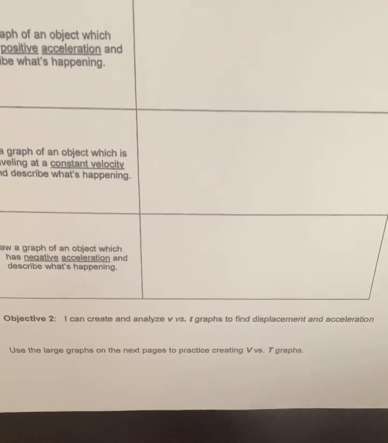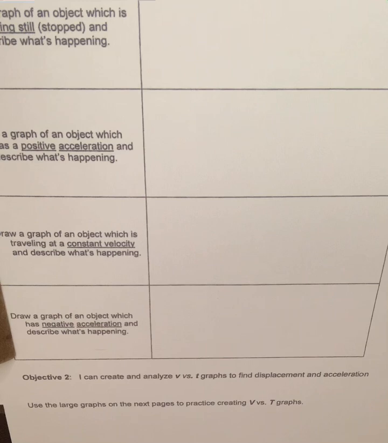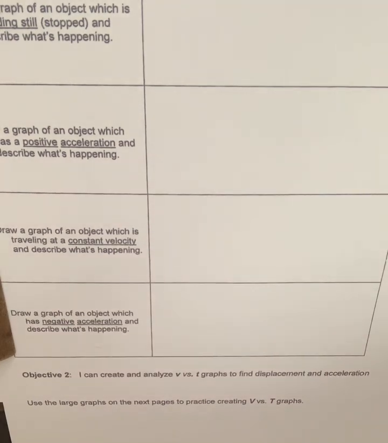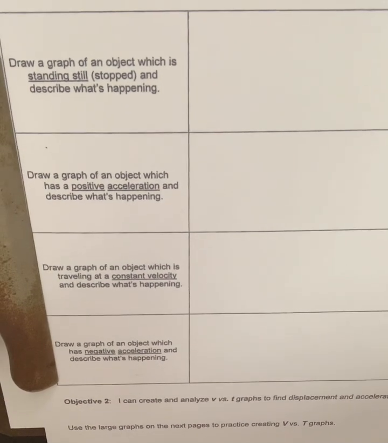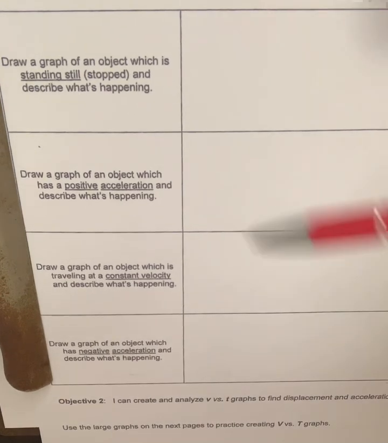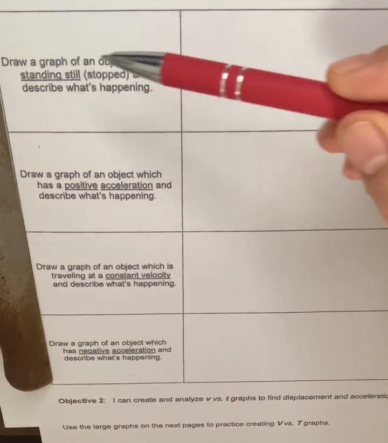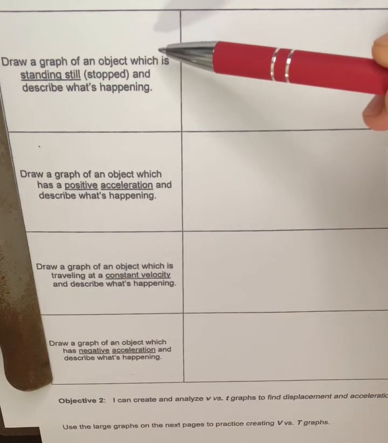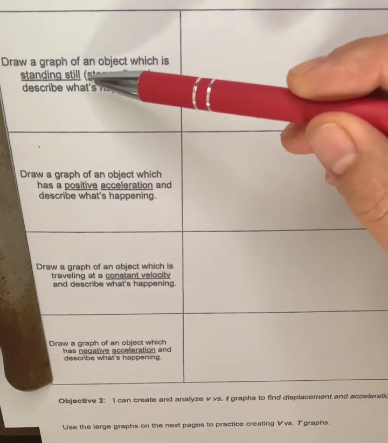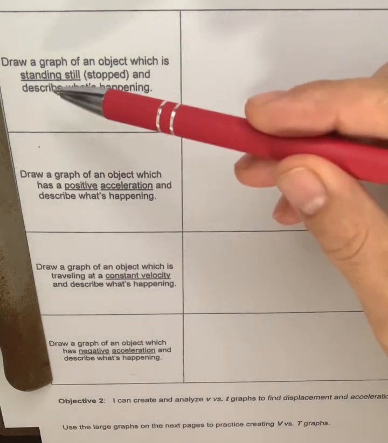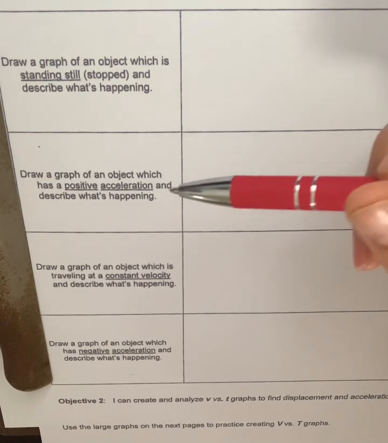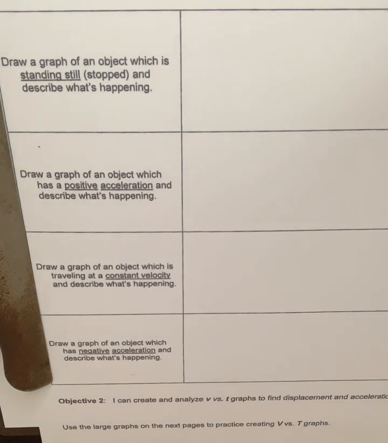You will see the examples that you will have to answer more often on your tests. Okay, the first question here is asking us to draw a graph of an object which is standing still or stopped and describe what's happening. To do that, we are going to go ahead and use the X and Y example.